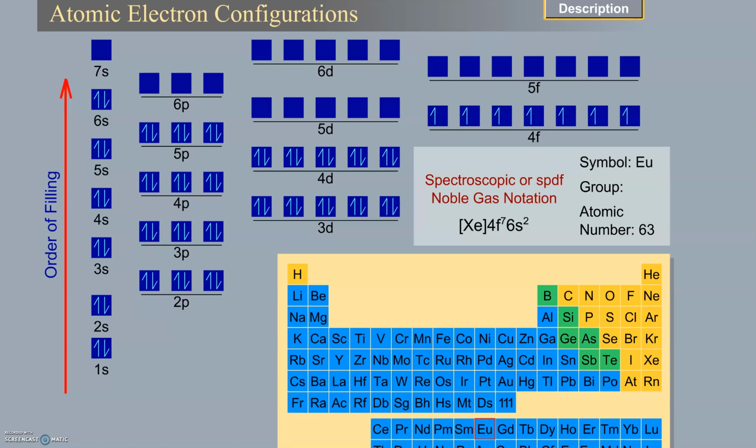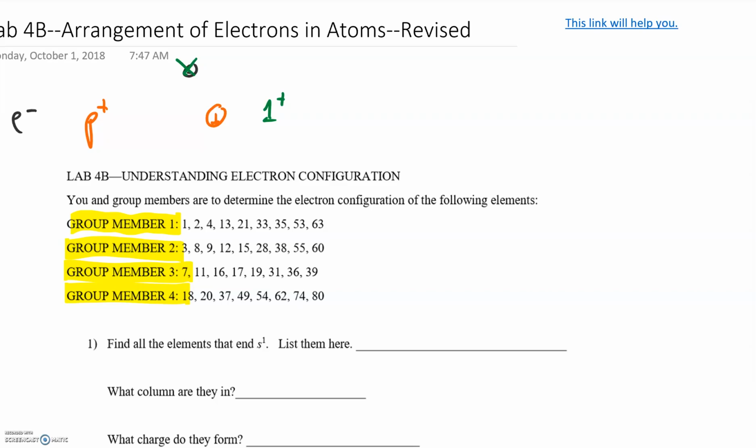So let's take a look at what we're doing here. You're going to try to find the electron configuration for all of these atomic numbers starting here. And so if you're group member 1, you'll do these 9. If you're group member 2, you'll do these 9, and so on and so forth. 3 and 4 only have 8, but their atomic numbers are a little bit bigger, so it averages out.